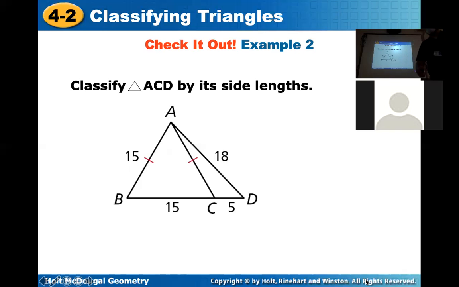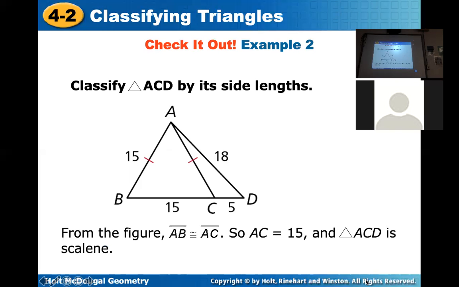All right, let's take a look at this one. ACD, that's this triangle here, this little sliver over here. AC is 15 because it's the same as this one. AD is 18 and CD is 5. So because those are all different, this would be called a scalene triangle. Questions on that one? Just find the length of them. Make sure you find the lengths and understand that.